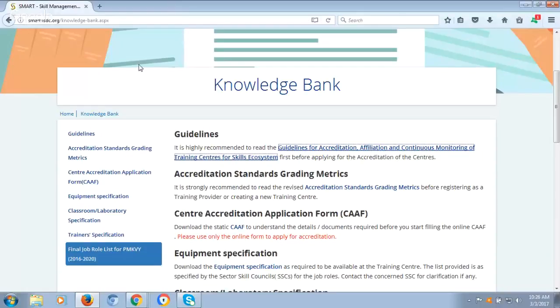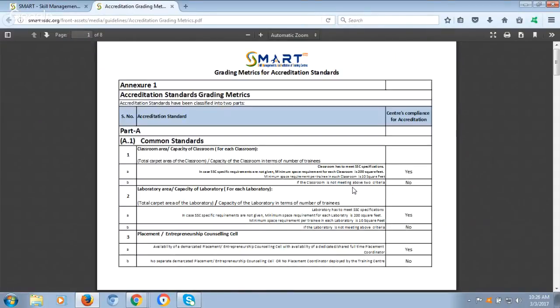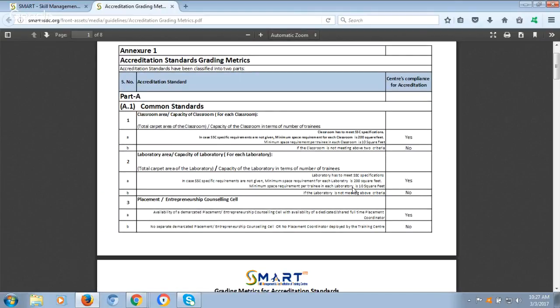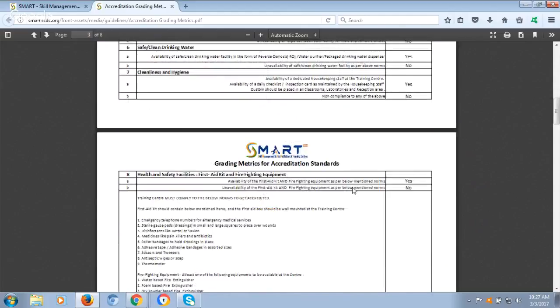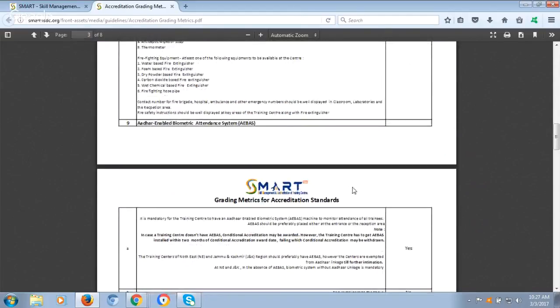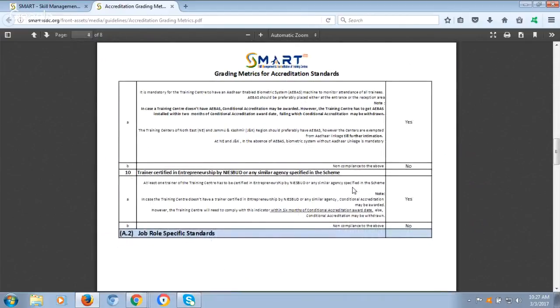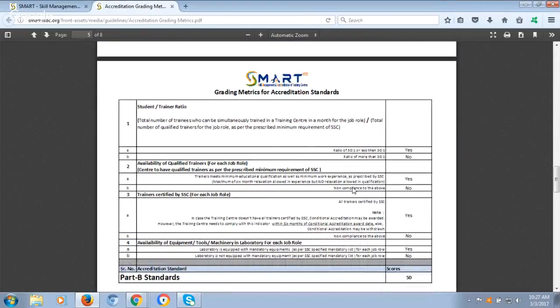Accreditation standards, commonly the accreditation standards for grading metrics. As I told you, grading is based on the accreditation standards. They have metrics there: common standards, classroom area, capacity of each classroom, total carpet area, capacity of the classroom, number of batches, labs. All these are the parameters based on which the grading of the center will be defined. So you can grade yourself based on this matrix, whether you fall in 5-star, 4-star or 3-star. It is available online. You can take its print.